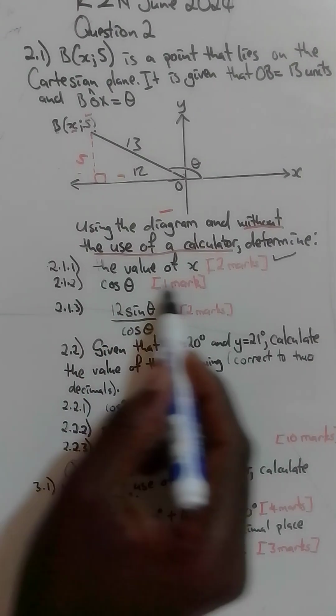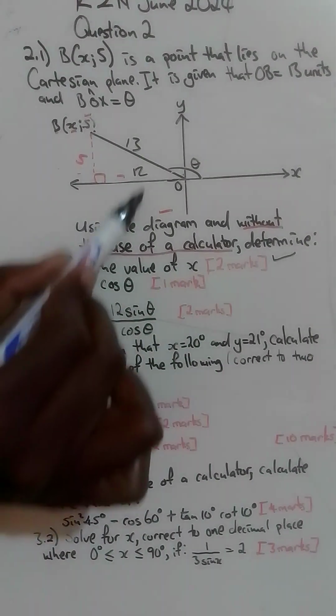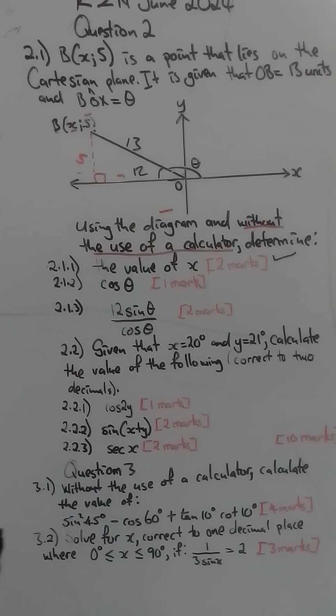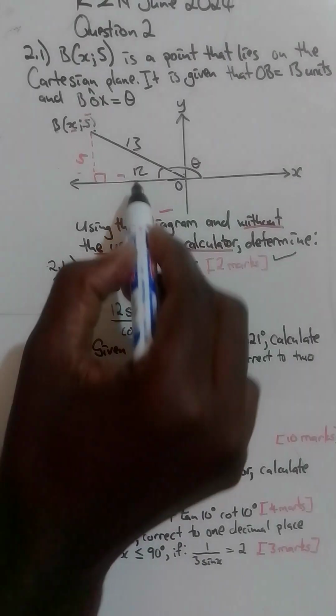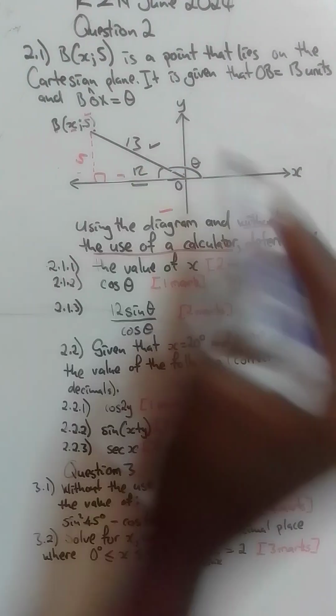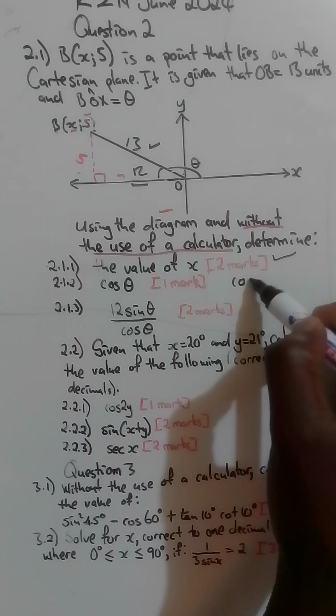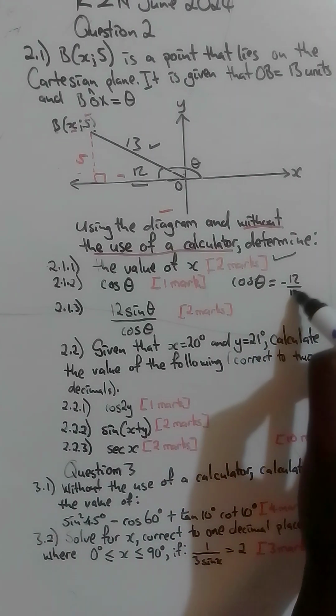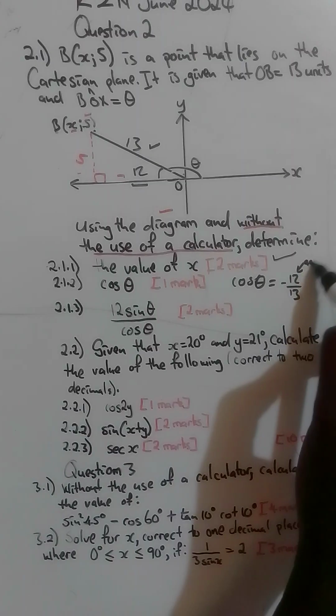Done. Now, they said that for 1 mark, determine cos theta. Now, from this angle here, cos theta says what? Cos theta says adjacent over hypotenuse. This is our adjacent, this is our hypotenuse. So to answer that question, we say cos theta is equal to negative 12 over 13.